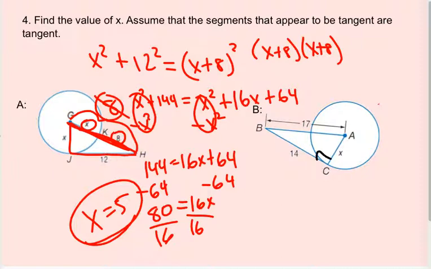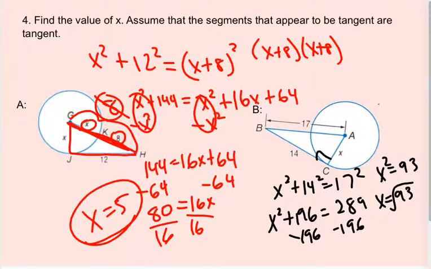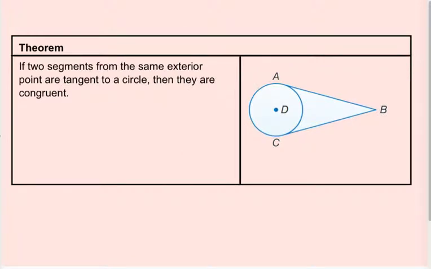For this one, it's a little bit simpler. x squared plus 14 squared equals 17 squared. So that's going to be 196. 17 squared, I think, is 289. Yep, 289 minus 196. So that's going to be x squared is 93. And that's not a perfect square, so you can leave it as square root of 93, or give me a decimal. Either way, that's fine.